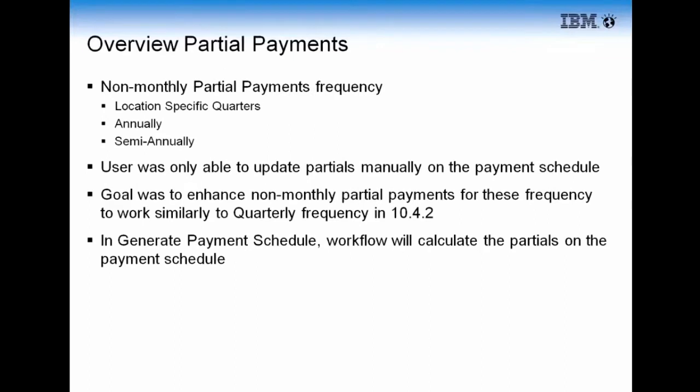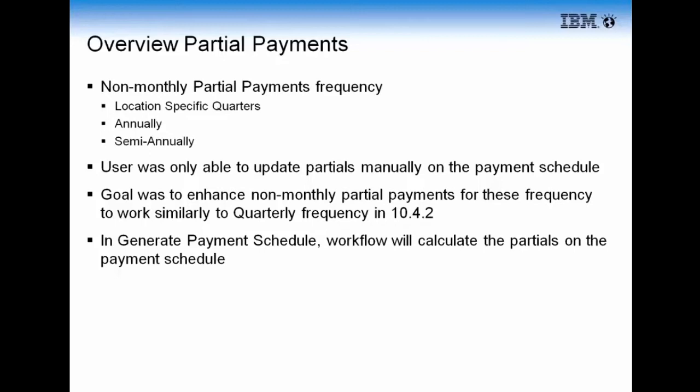So our non-monthly partial payments frequencies are basically location-specific, quarterly, annually, and semi-annual. In our last release, quarterly was already working with partial payments. Similarly, location-specific was working with partial payment, but it was using the first payment date, which we've now changed to use period start date. And then annually and semi-annually were not calculating at all with partial payments.